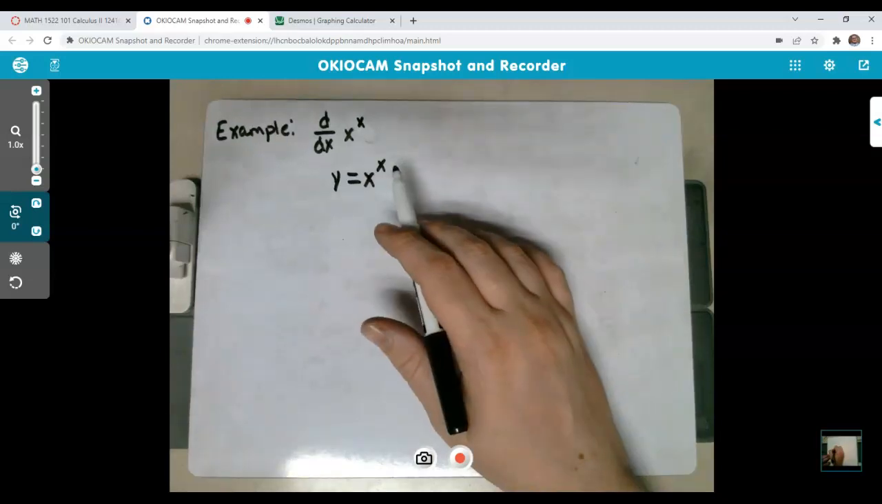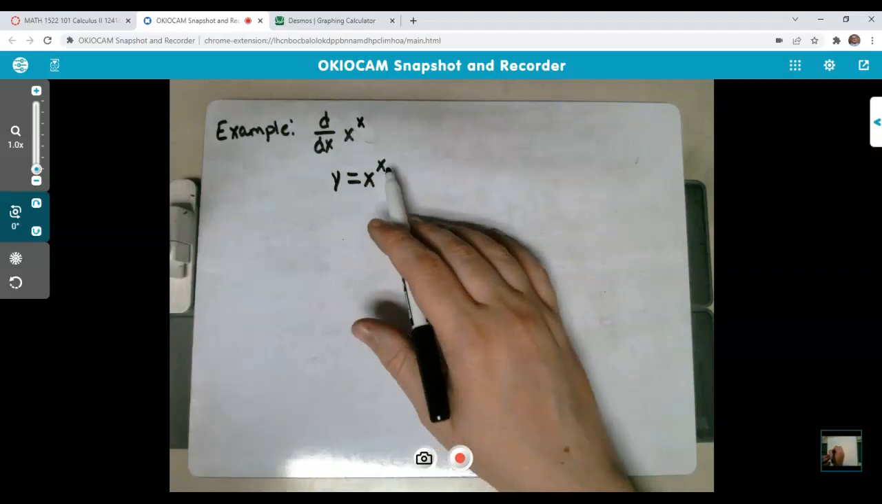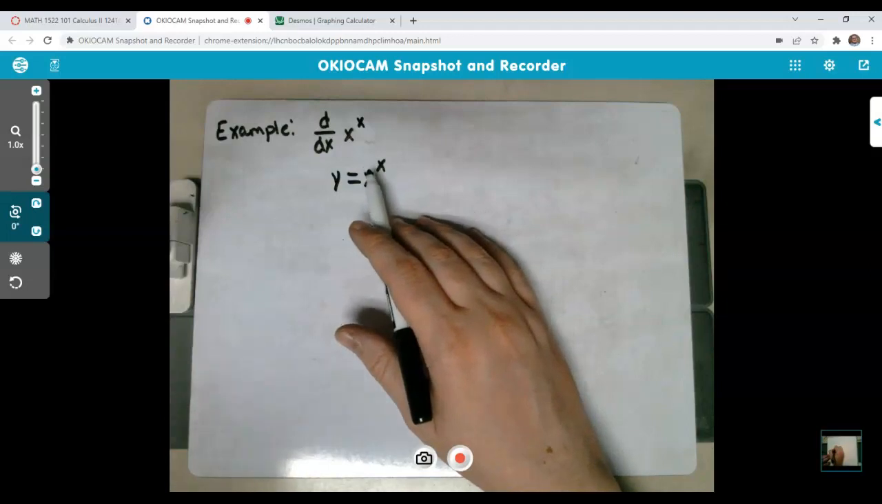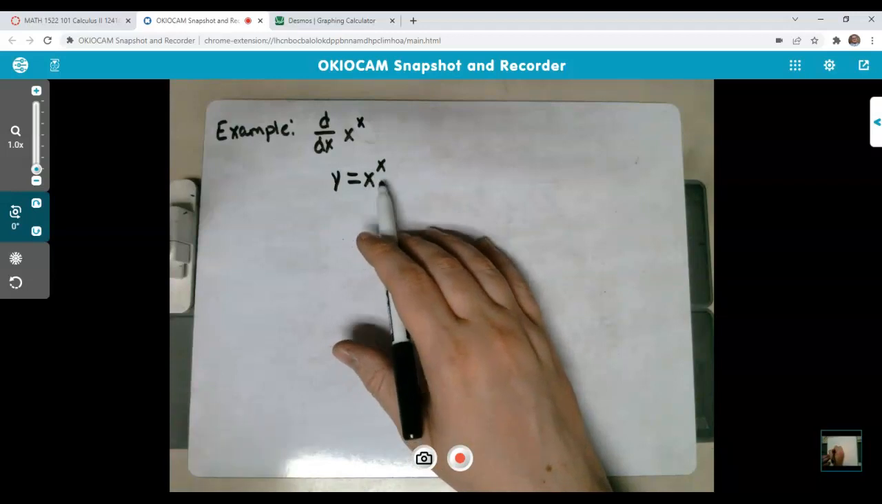Well, we said whenever I have a power inside of a logarithm, I can bring my power down to the front, right? So if x to the x was inside of a logarithm, I could do that. So why don't we take the natural log on both sides? So the natural log of y equals the natural log of x to the x.